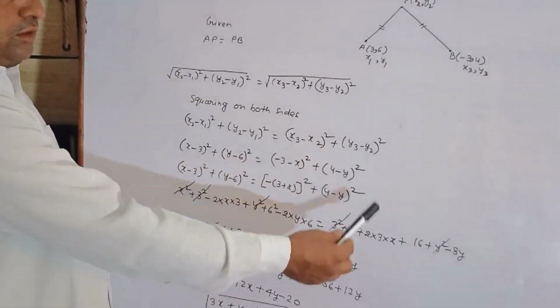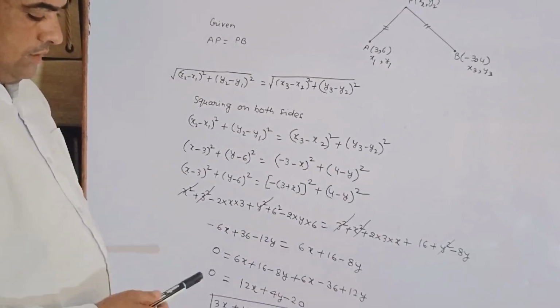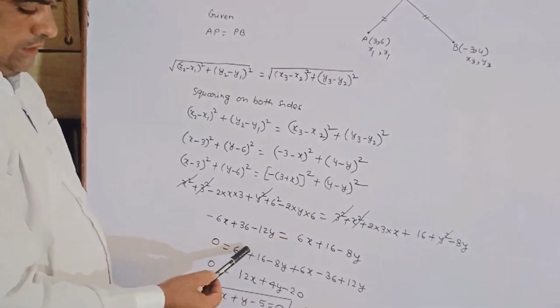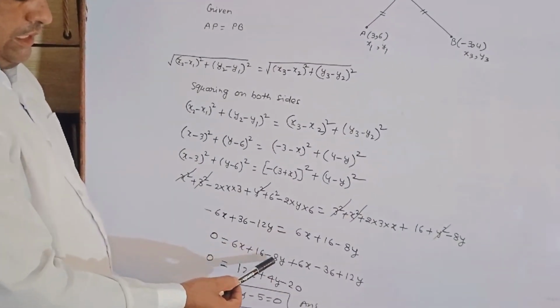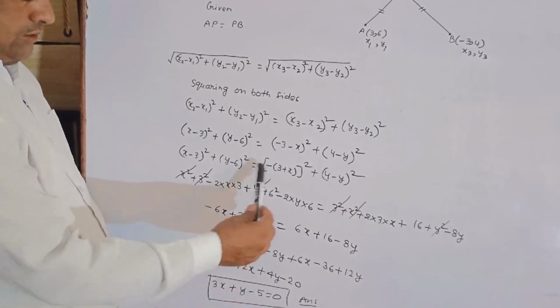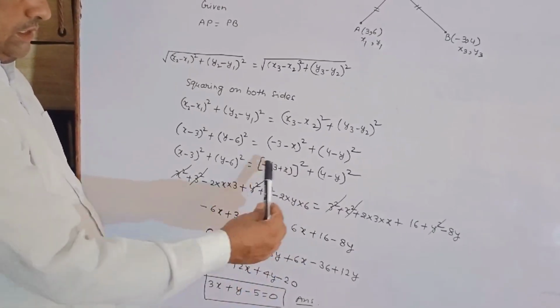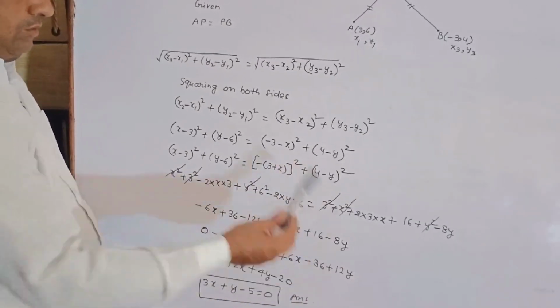We will transfer all the terms to the right hand side. So what will we get here? We will get 0 on the left, and on the right 6x plus 16 minus 8y, and this will be 6x minus 36 plus 12y.